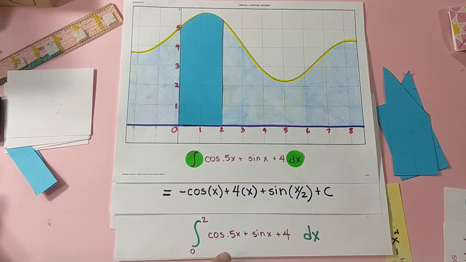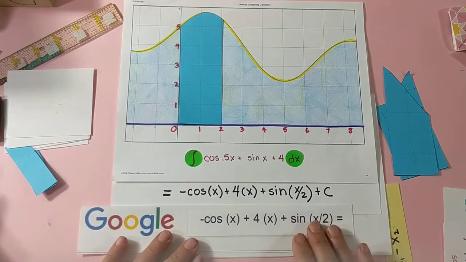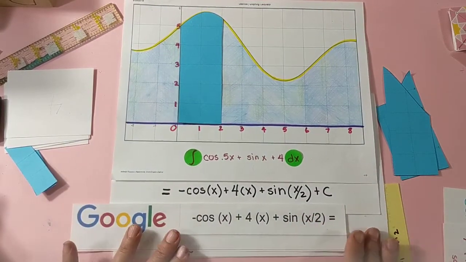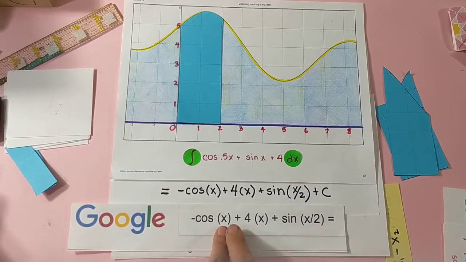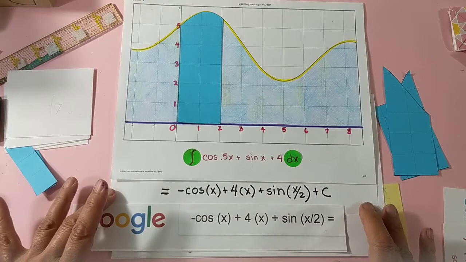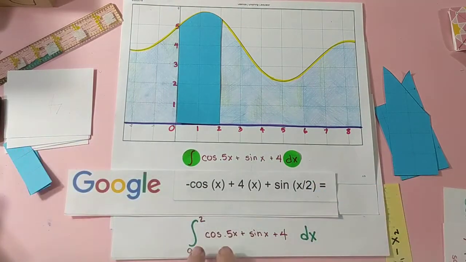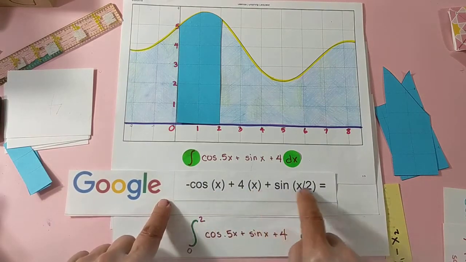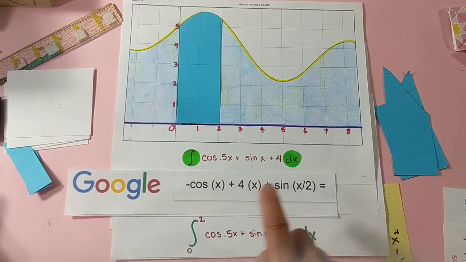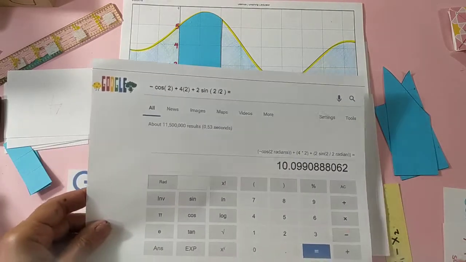Okay? Because what I do is I take this without the C and type it into Google. Don't need a fancy calculator, just type it into Google. I put my X's in here in parentheses because it just helps me keep things in order. And now, because my boundary is between 2 and 0, I'll put a 2 in where the X is, and it gives me about 10.